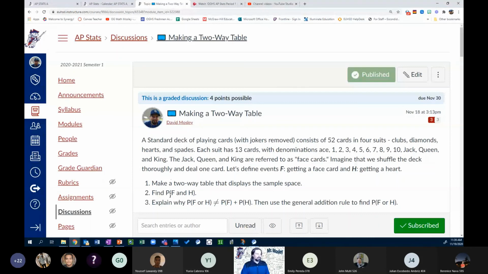Find the probability of F and H occurring, getting a face card and that it's a heart. And then explain why the probability of F or H is not equal to the probability of F plus the probability of H. Then use the general addition rule to find P of F or H. Okay, so the largest part of the work in this one is creating that two-way table.